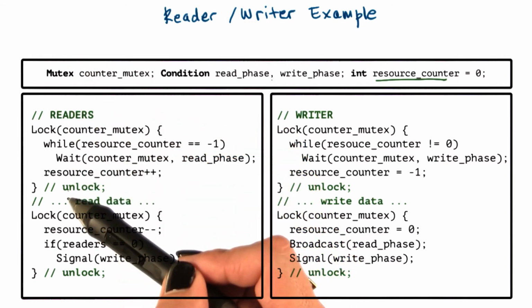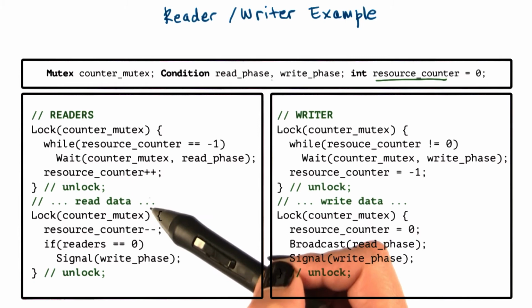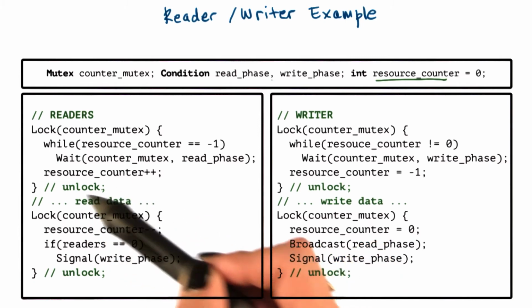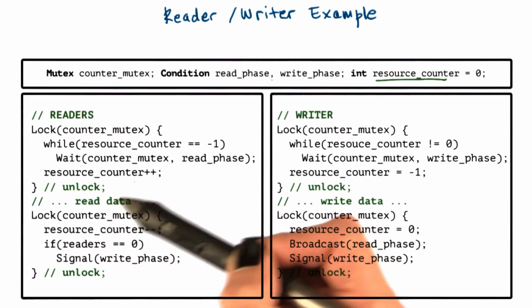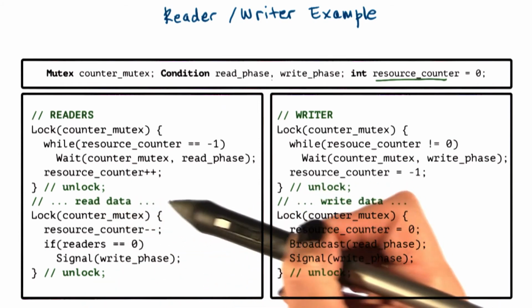However, let's say when that second reader came to the unlock operation, it will be able to join the first reader in this read data portion of the code. So we will have two threads at the same time reading the file.